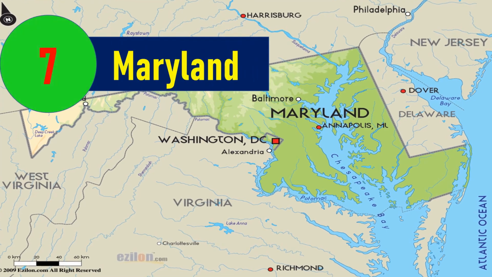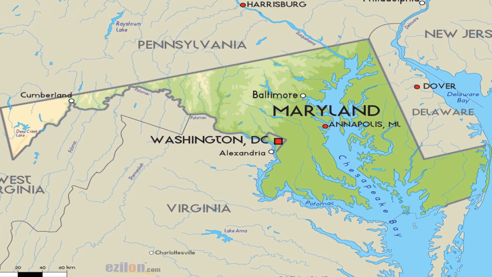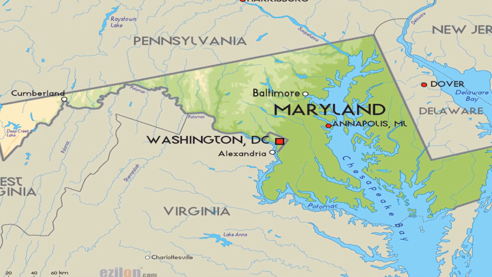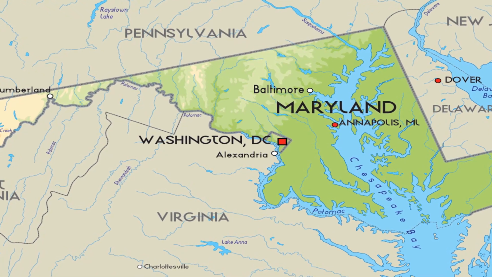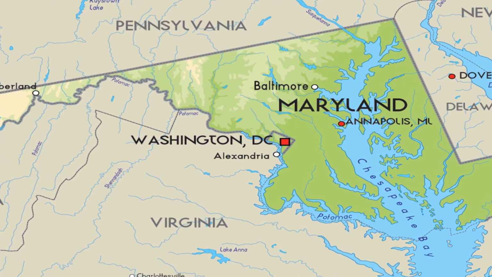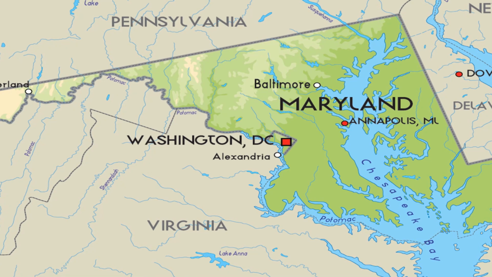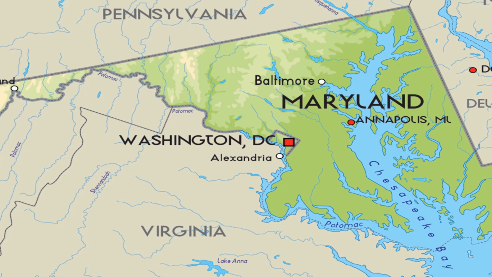7. Maryland. Maryland, known for its stunning Chesapeake Bay and rich history, boasts a vibrant economy and a diverse population. However, navigating the state's tax system can be a complex endeavor. This essay will delve into Maryland's income, sales, and property taxes, comparing them to other states, and exploring the implications for residents.